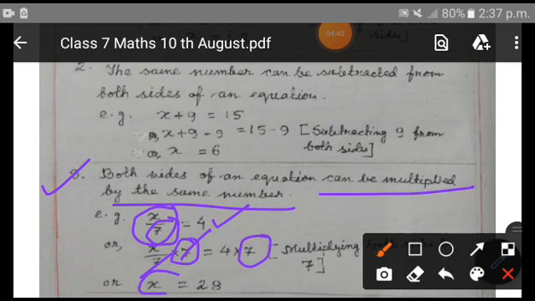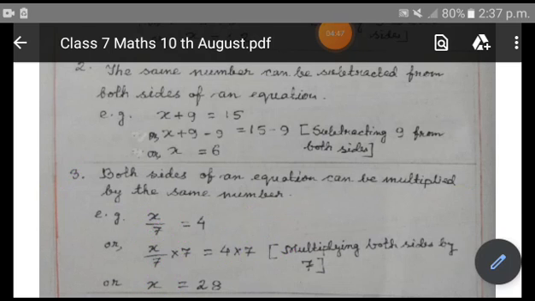On the left hand side, that is LHS, you only have x, and on the RHS you have 7 into 4, which is equal to 28. Next one.